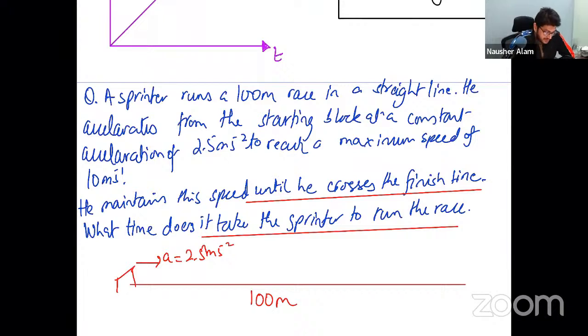Does the block mean rest? Starting block? Yeah. He accelerates from the starting block at a constant 2.5 to reach a maximum speed of 10. He maintains this speed. Should we assume that he starts from rest in this question? Would it be safe to assume that he starts from rest in this question?